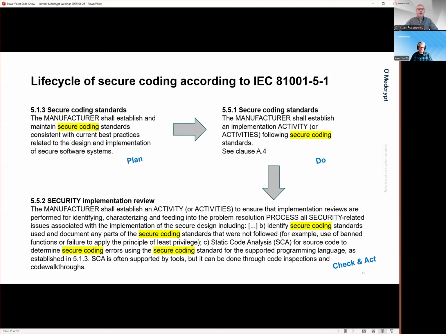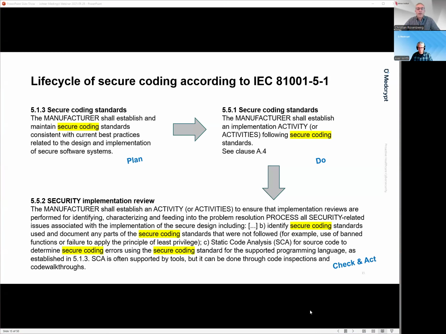But the standard shows that there's a kind of life cycle of secure coding. It first says you have to establish and maintain secure coding. Then it says the manufacturer shall establish and implement activities following secure coding standards. And the next step is then to review whether you implemented secure coding standards. So it's a kind of quality management paradigm that is implemented here: plan, do, check, act. So first you define the secure coding standards, then you implement them, and you finally check or verify whether they are really implemented.